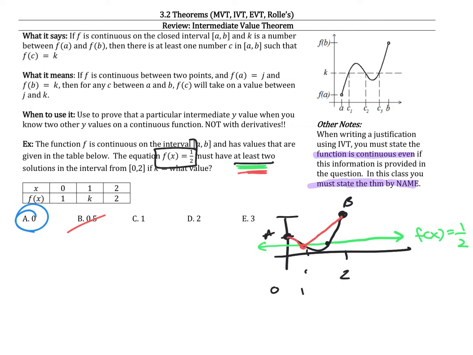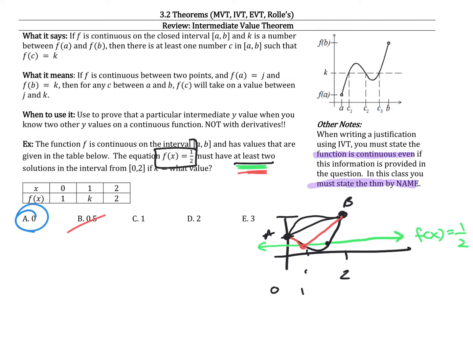For C, if it is 1, that doesn't guarantee any times that it goes down at all. Same thing with 2 and with 3. If it's going up at all, that's not guaranteeing it's coming down and crossing the line y equals 1/2. So that's why A is the only answer that works here.